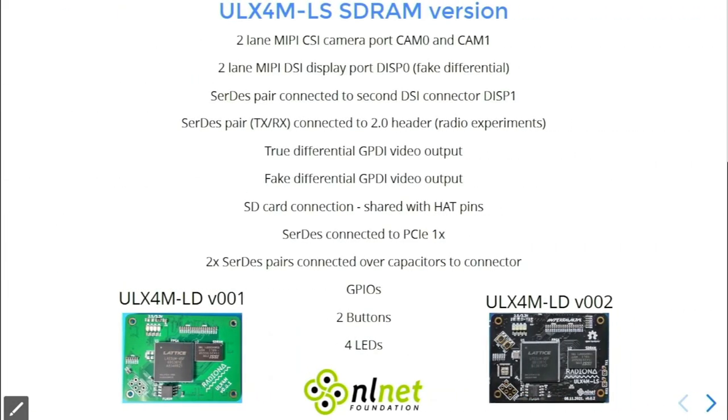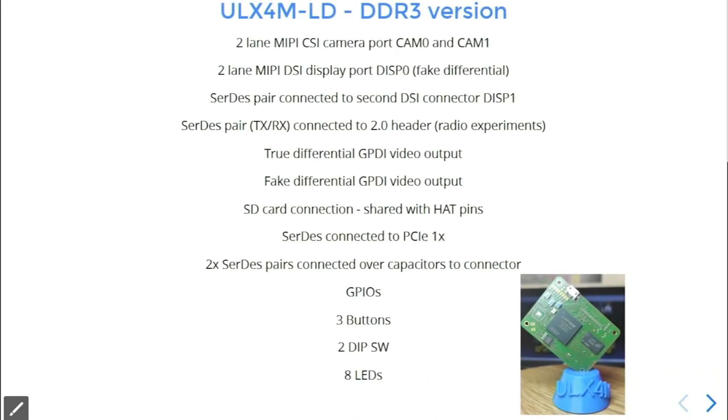So our first board was SDRAM, and on V002 we managed to squeeze 2 buttons and 4 LEDs. Additional to ULX3S, ULX4M will offer usage of service pin and LPCSI and VSI. On the DDR3 prototype, we managed to add 1 more button and added 4 more LEDs, as they are so important in debugging. Also, this version adds 2 DIP switches, and most important, we have added USB connectors, so we can use this board even without baseboard.